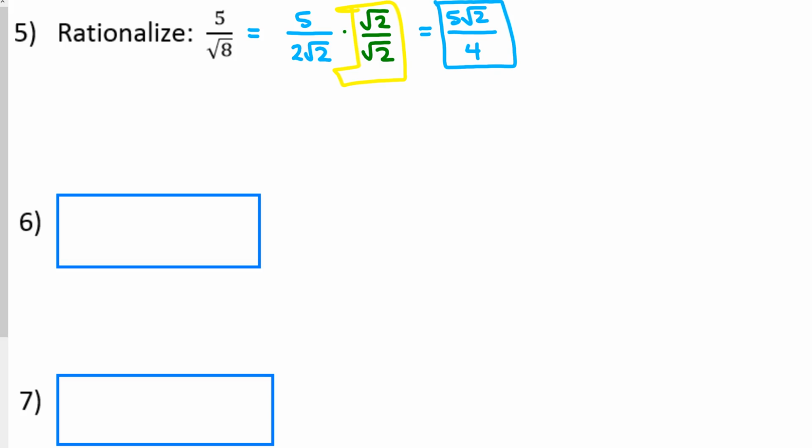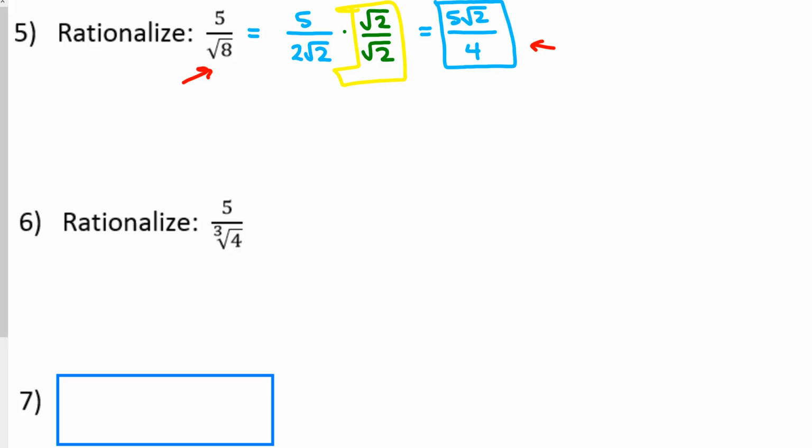Sometimes when you rationalize, it doesn't make things look any simpler, they just look different. And what you could do if you wanted to test out whether your work was correct is you could put this in the calculator, look at the decimal value, and put the original in the calculator, look at the decimal value, and make sure they're the same. Okay, cruising right along, we're going to do number 6.